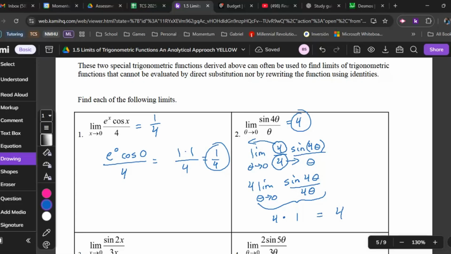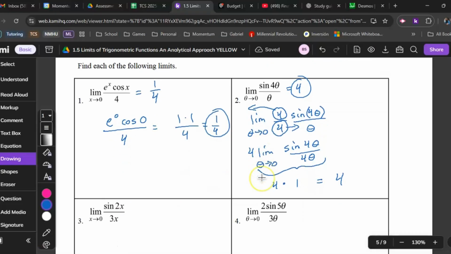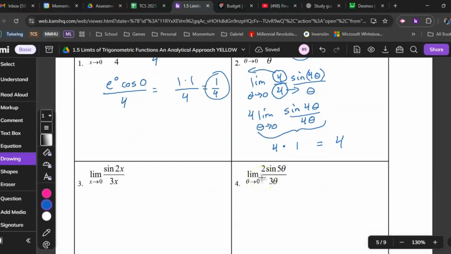Does that make sense? So the key, you guys, here is that I cannot create something, but I can manipulate it. And the way that we usually do that in math is multiplying by a fancy looking 1. But I can do it again in the next one and then explain it again. Okay? Because it's the same idea.